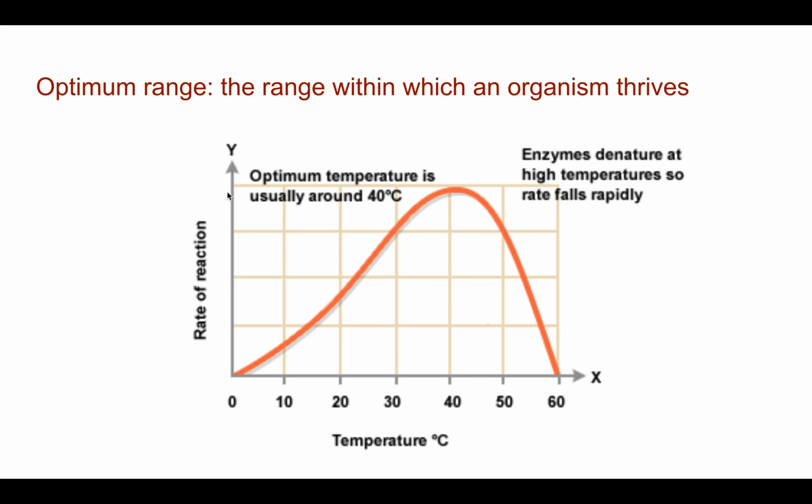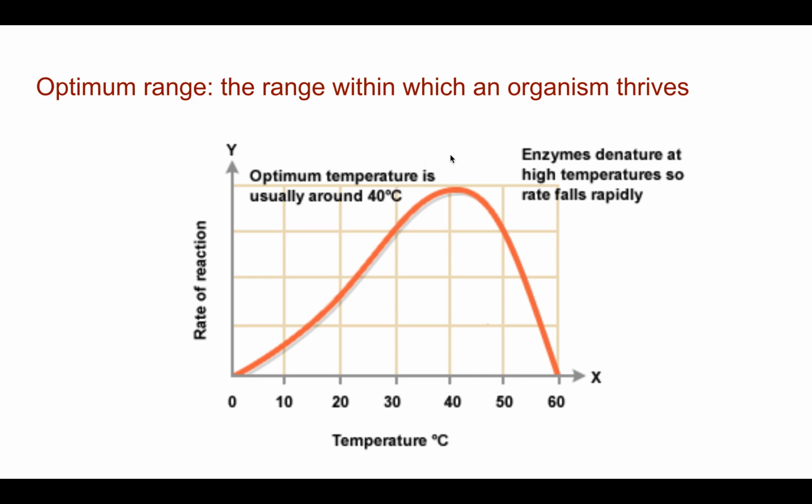This isn't you at all. I was thinking this was going to be body temperature. So this is looking at enzymes denaturing at high temperatures. All right, so denaturing means they die. So this is the rate of reaction. This is the temperature. And here's the optimum range.